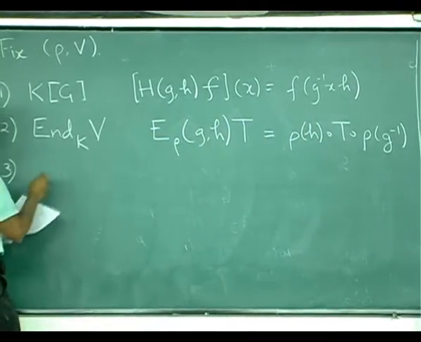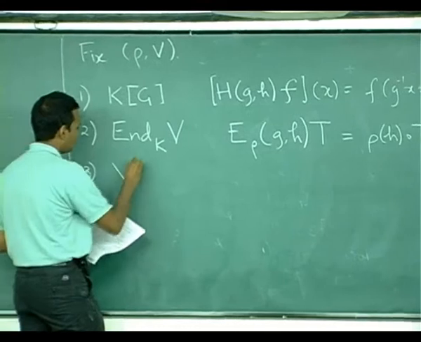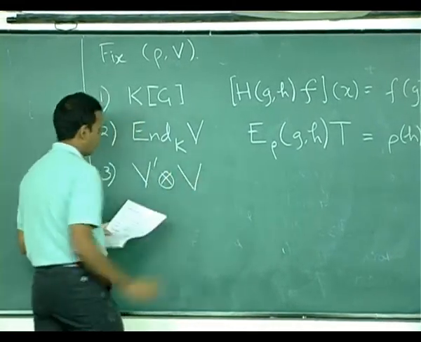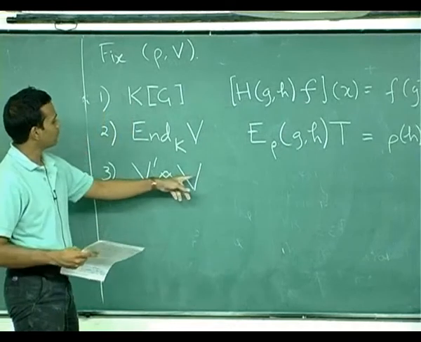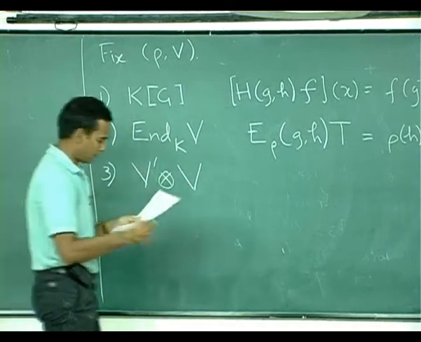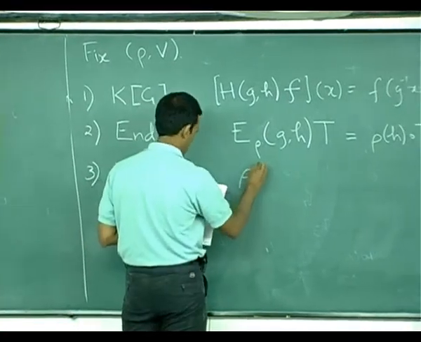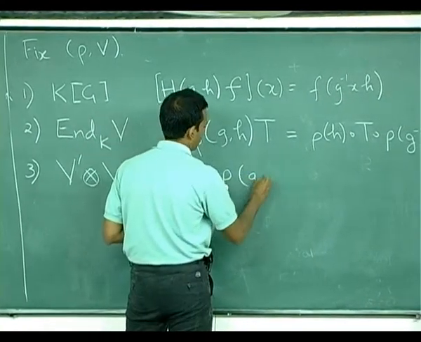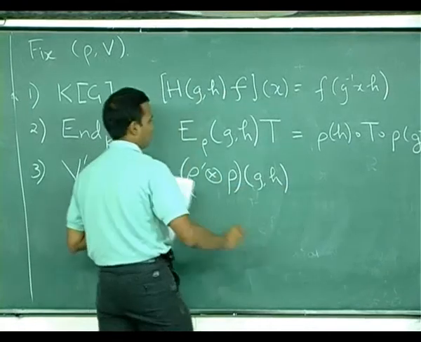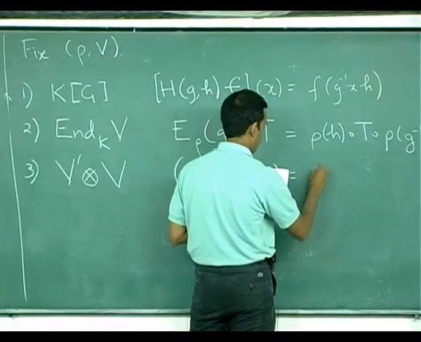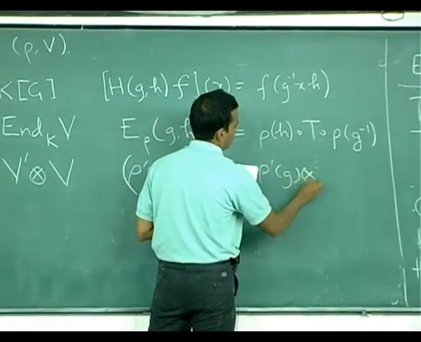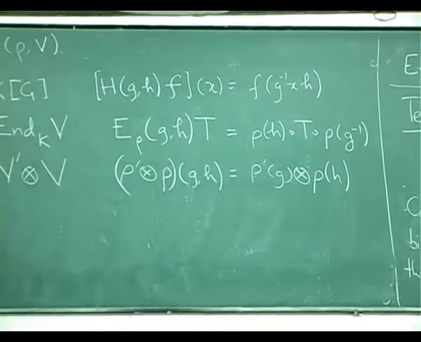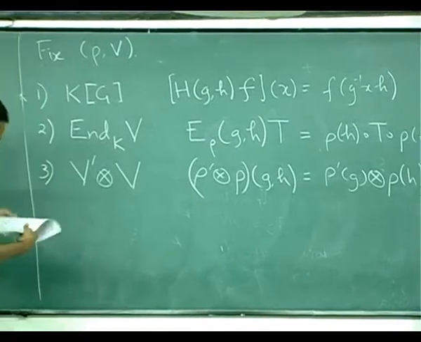And the third is using the Kronecker and the contragradient. So V is a representation of G and V prime is a representation of G. Now let me explain to you how these things are related.